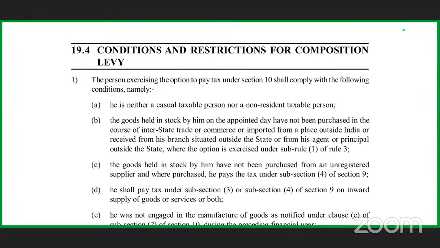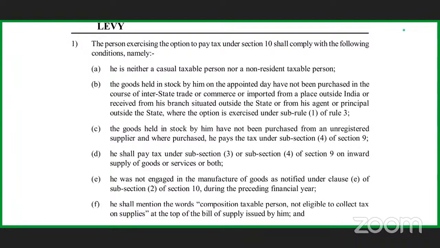So a composition person is neither a casual taxable person nor a non-resident taxable person. For example, if I'm an individual, I will not be a casual taxable person. So these are the conditions.